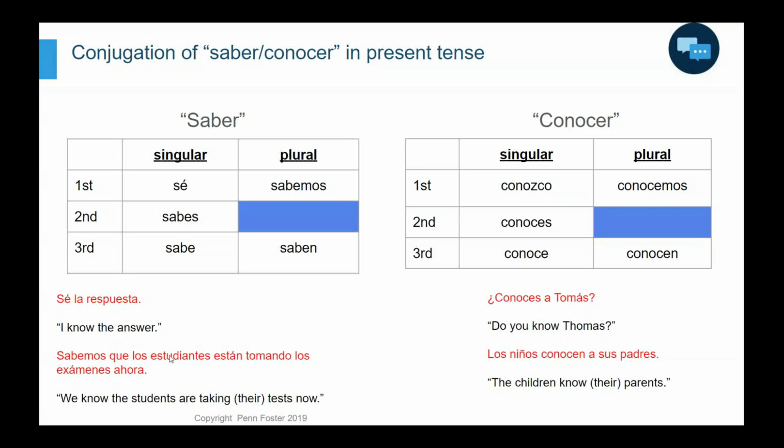Or sabemos que los estudiantes están tomando los exámenes ahora. We know the students are taking their tests now. We know this undoubtedly. We see it happening. No room for interpretation.